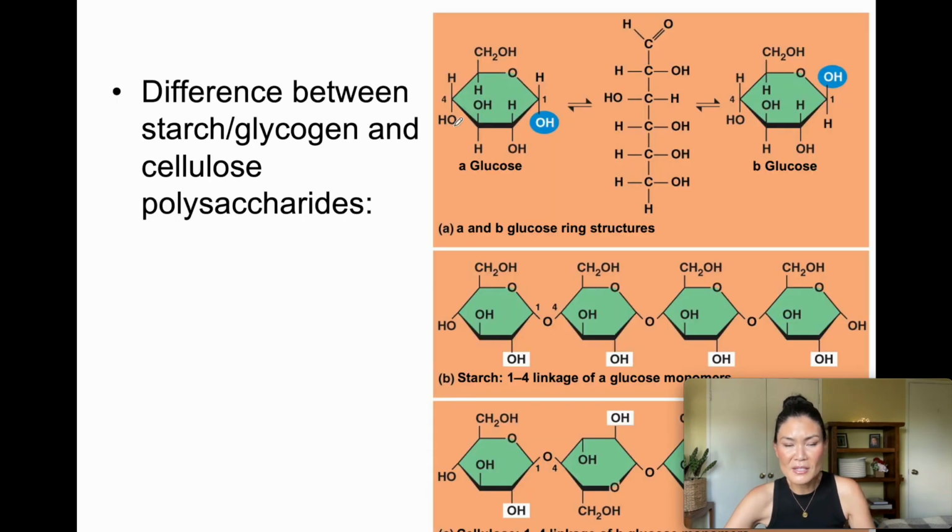So this is the difference between alpha glucose and beta glucose. Alpha glucose has a hydroxyl group facing downward from the first carbon, whereas in beta glucose, the hydroxyl group on the first carbon is on top. That's the only difference between alpha and beta glucose. And notice in starch or glycogen, the covalent bonds are in the same orientation, whereas in cellulose, it's an alternating orientation.